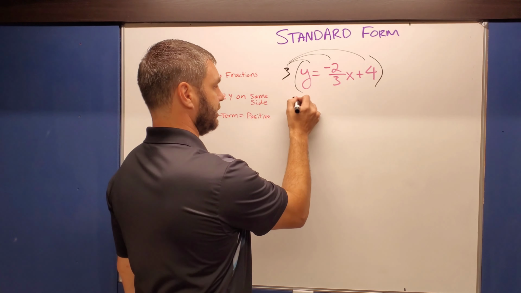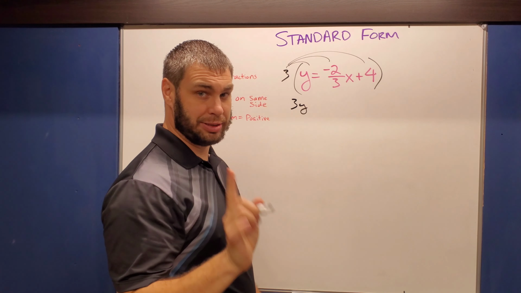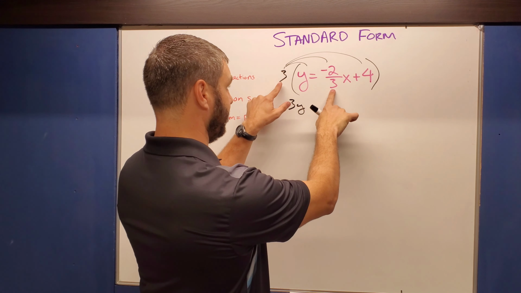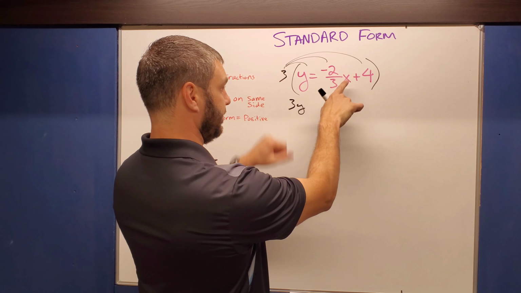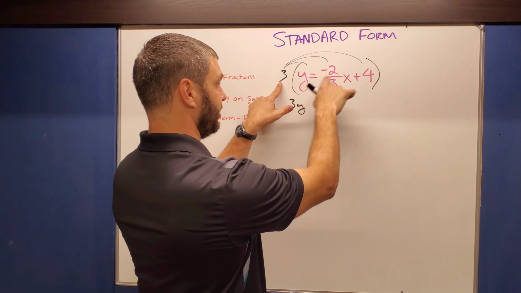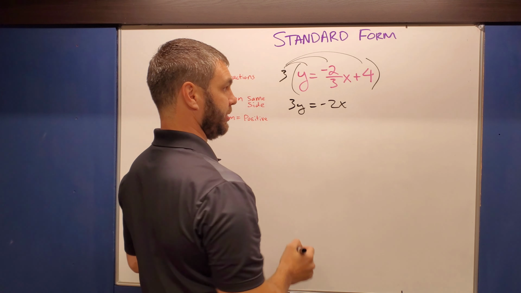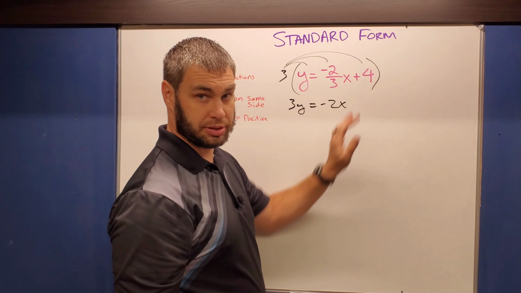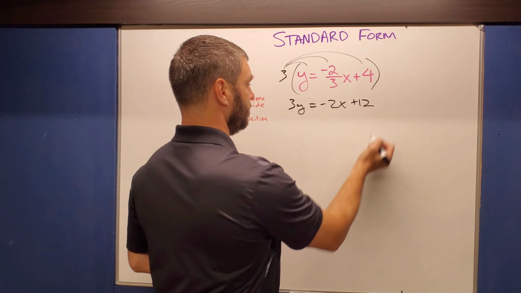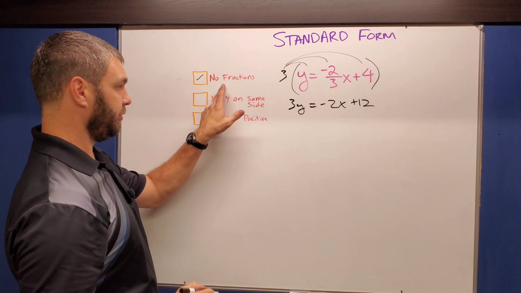So 3 times y is going to be 3y. 3 times negative 2/3 x. The reason I chose the 3 is for the denominator here. If I multiply by 3 and divide by 3 like it's doing in the fraction, those will cancel. Just leave me with the top number, which is a negative 2, and we'll put an x with it. All right, and then lastly, 3 times 4 is 12. Okay, so I can check off my first box. There are no fractions anymore.